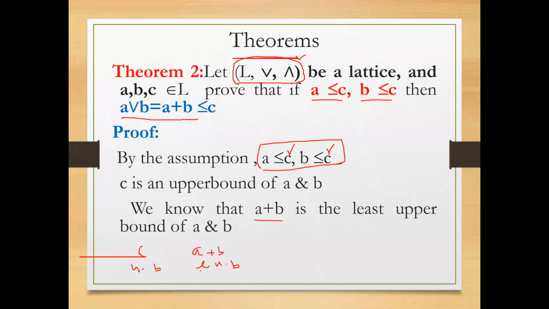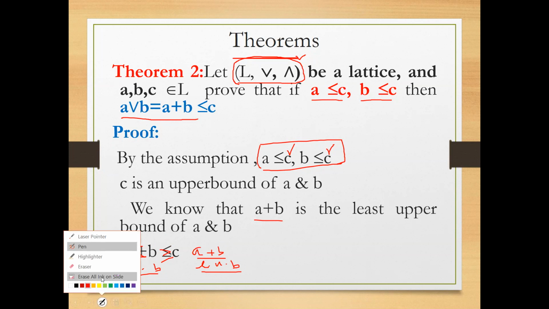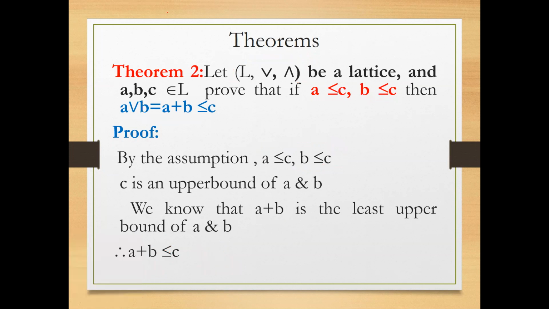By the name it is clear, it is only an upper bound and it is the least element from all the upper bounds. So obviously it will be least, so C will be greater than or equal to it. Hence we must have A plus B, the least upper bound, is less than or equal to the upper bound, meaning A plus B is less than or equal to C. This is the theorem. Okay.